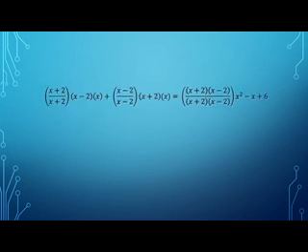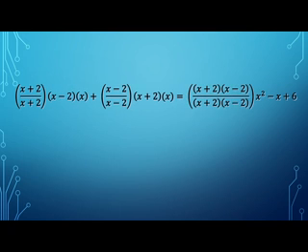Following a over a is equal to 1, it will become (x plus 2) over (x plus 2) times the quantity of x minus 2 times x, plus the quantity of x minus 2 over x minus 2 multiplied to the quantity of x plus 2 times x, is equal to the quantity of (x plus 2)(x minus 2) over (x plus 2)(x minus 2) times x squared minus x plus 6.